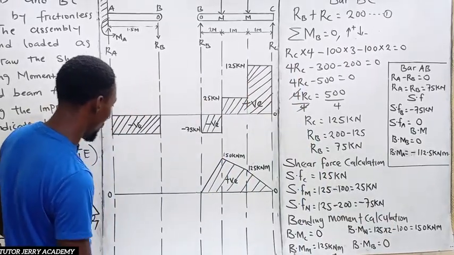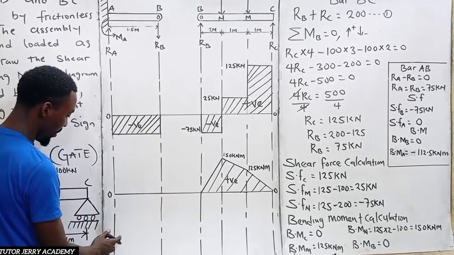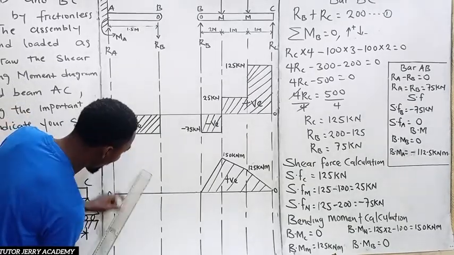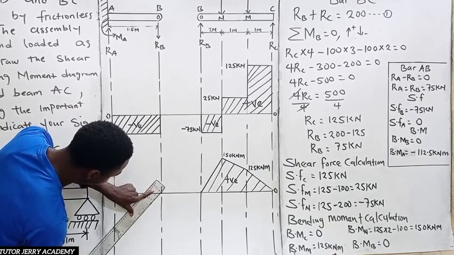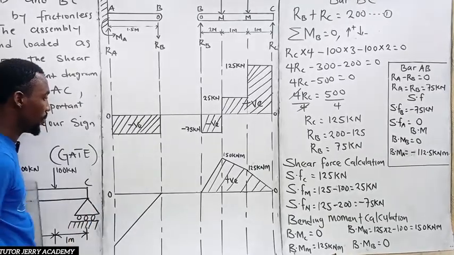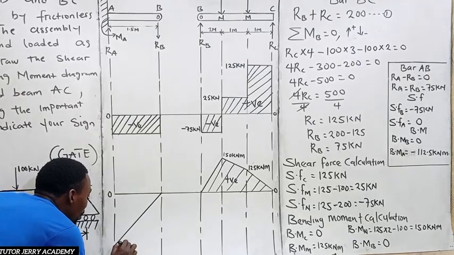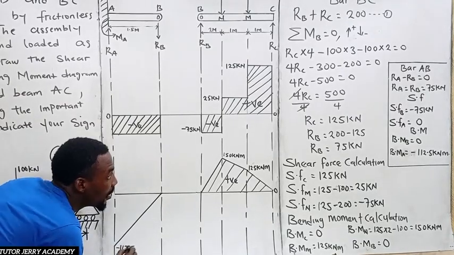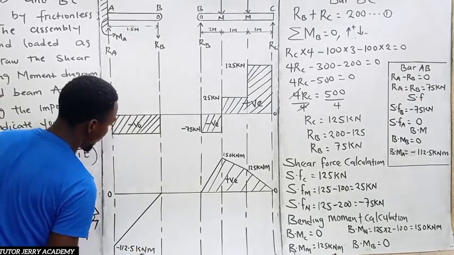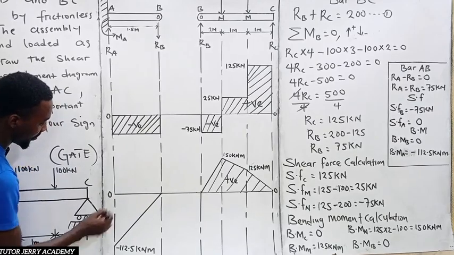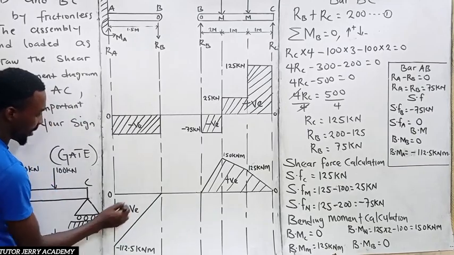112.5. All right, so here if we go down, this is 0 here, so let's just take any point here to be our 112.5. So here is our minus 112.5 kilonewton meter. All right, so that's it. So this is negative. So you can decide to shade now.